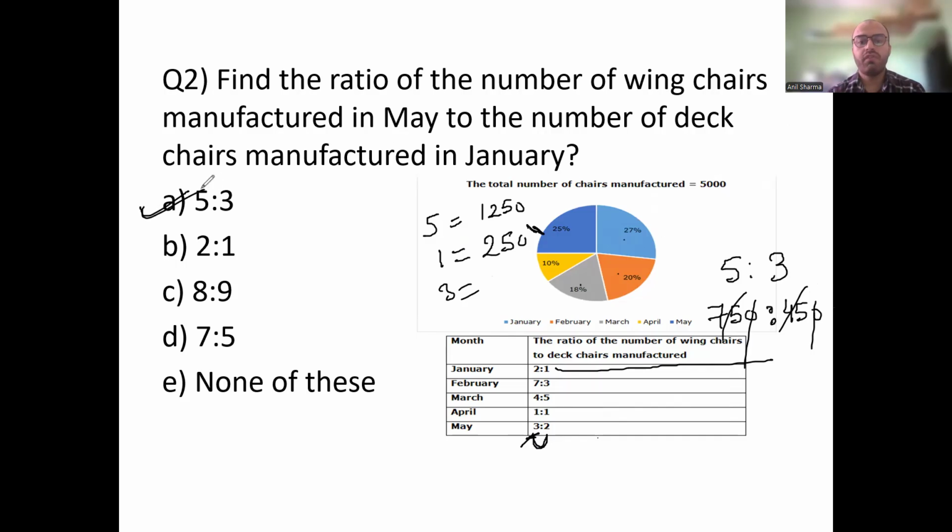See how quick we are over here. We are not calculating each and every result. Quickly we can answer the questions, right? So this is, guys, how it is going to happen.